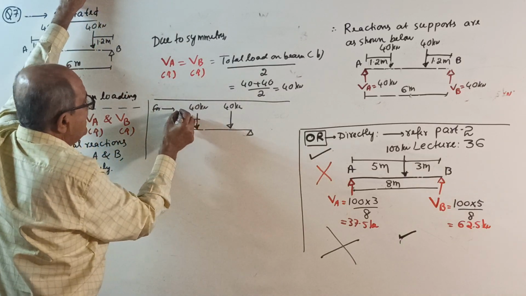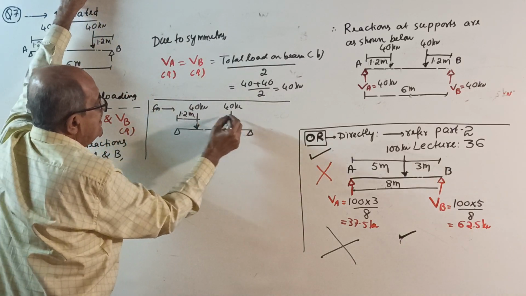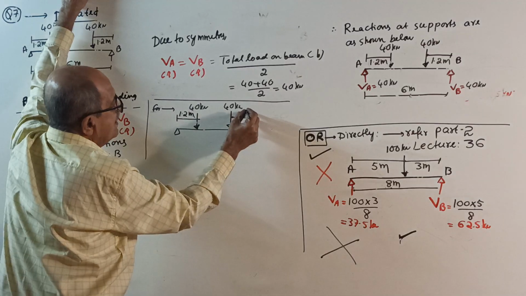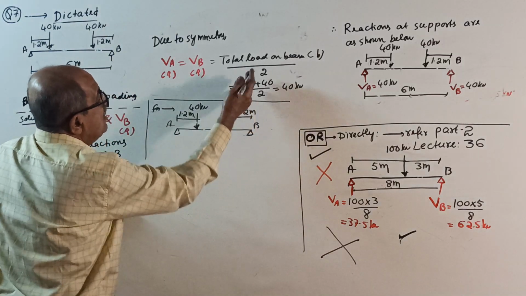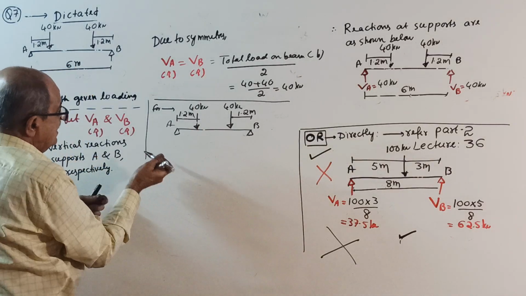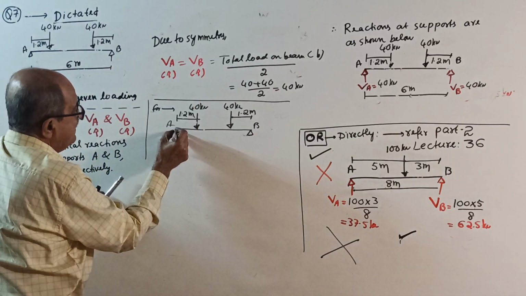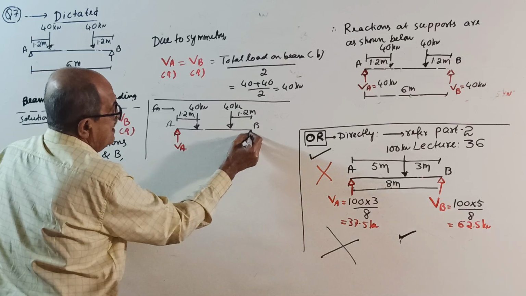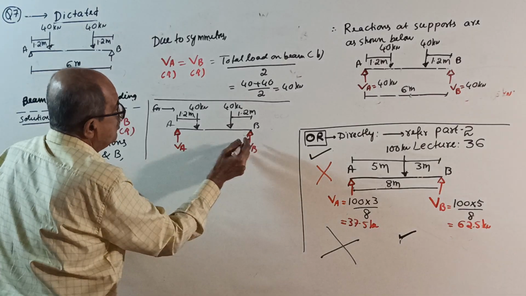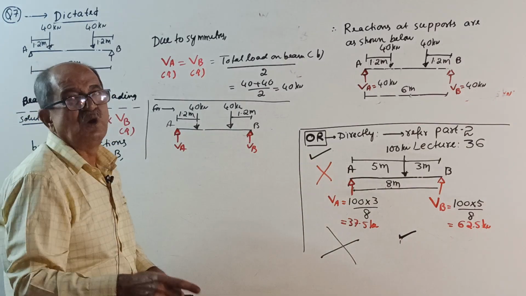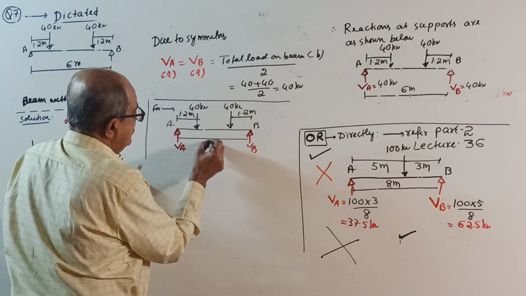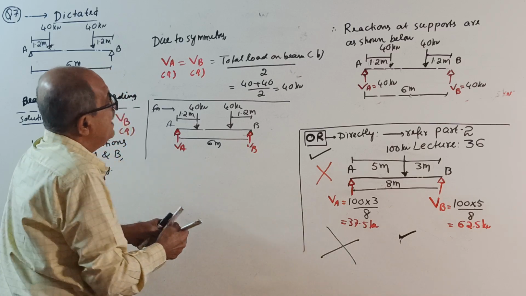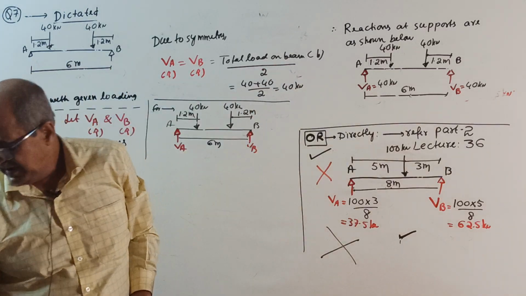1.2 meter. Small, I am writing 1.2 meter. This also 1.2 meter. You write here, this is A, this is B. Actually, question already over. Just still, let it be reaction VA, let it be reaction VB. Actually, you write this way and directly, instead of wasting time, span is 6 meter. After all this, you directly go to symmetry and get the reaction.